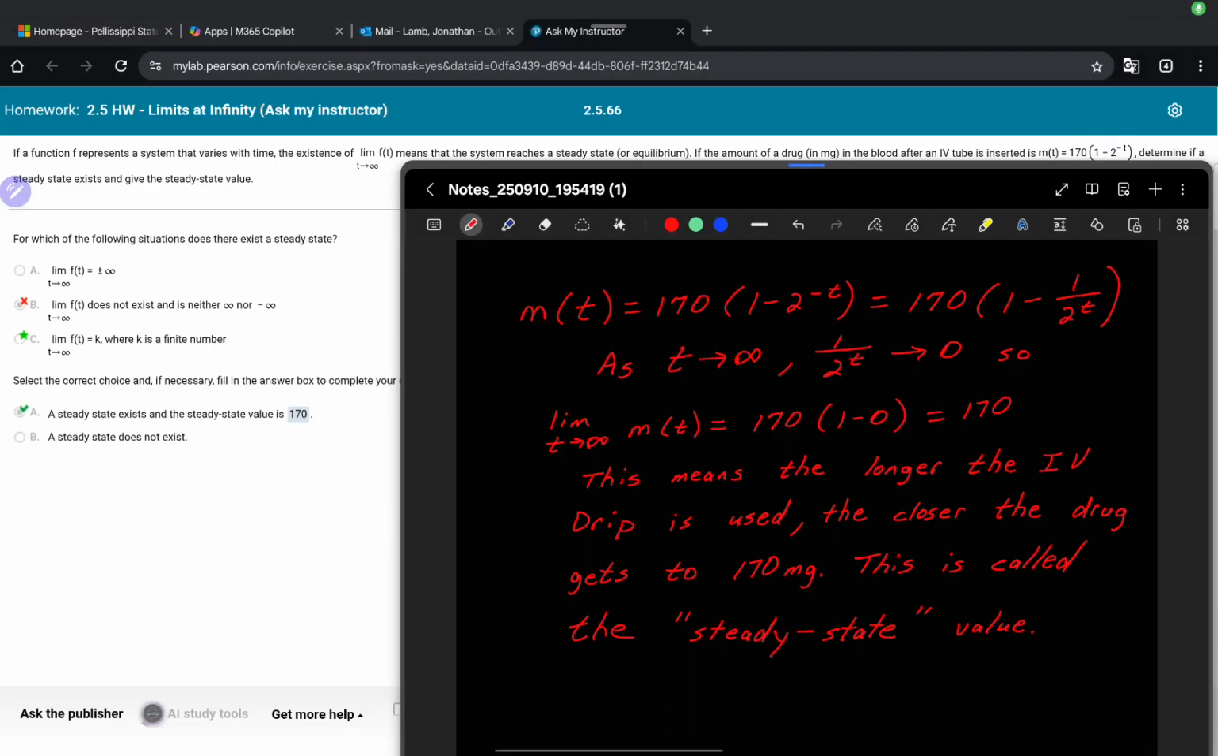Hi all, let's take a look at question 2.5.66. Totally understand the need for clarity in this question. It's a little bit of a strange one.